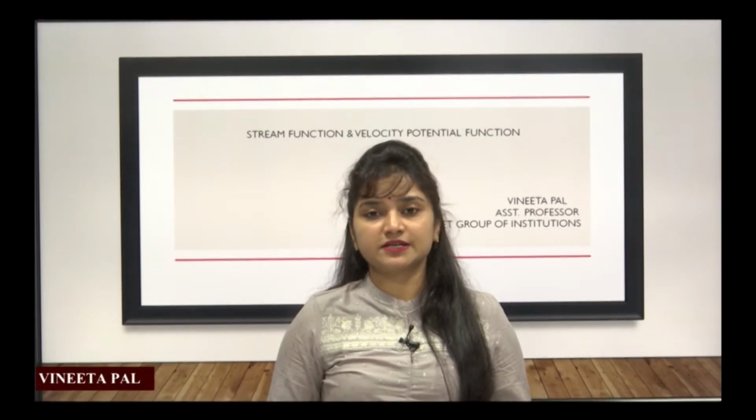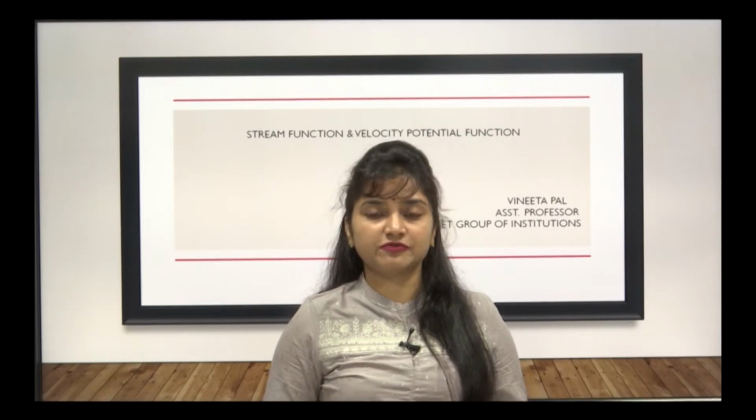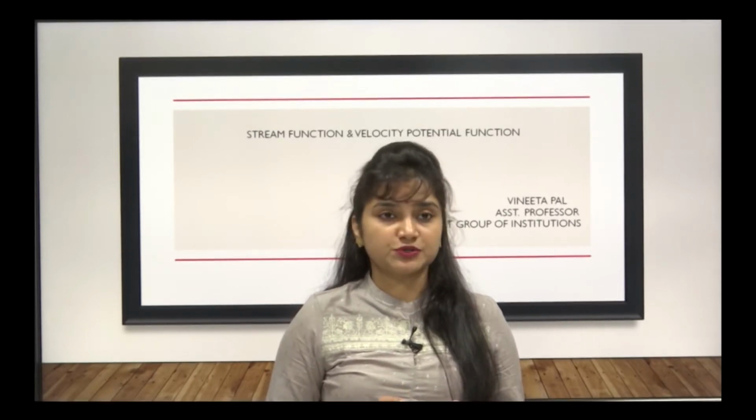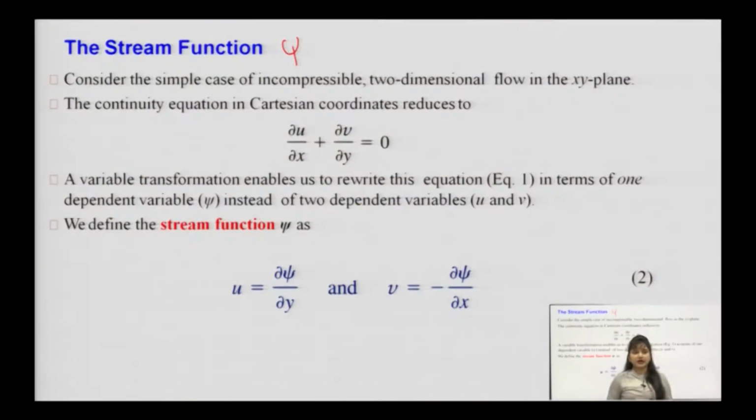Today we will be studying the existence of the stream function and velocity potential function in fluid flow. Moving towards the stream function, let us consider a simple case of incompressible 2D flow, like in the xy plane. The continuity equation in Cartesian coordinates is del u over del x plus del v over del y equals 0. This was the continuity equation for 2D flow in Cartesian coordinates.